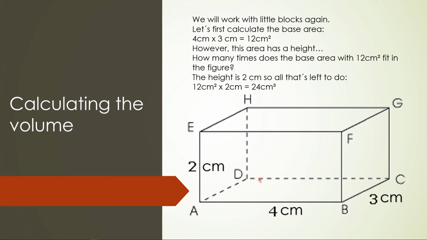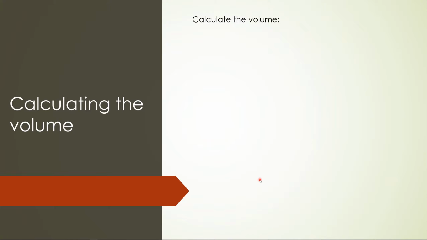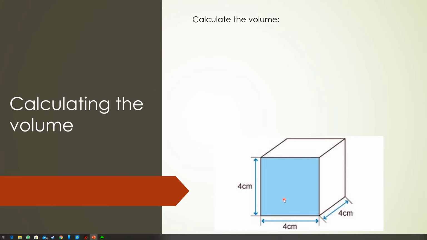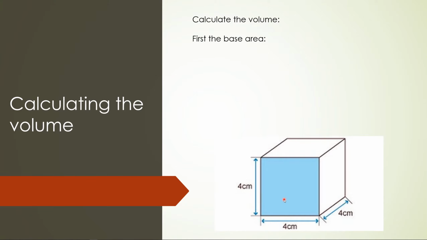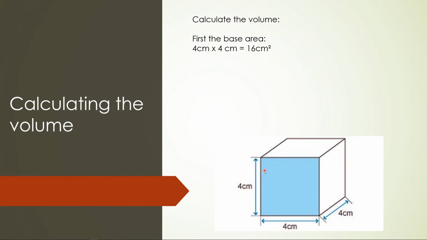I hope everyone understands this. Let's take an example. Well, this is how the figure looks. Calculate the volume. Well, let's start with the base area. We know how to do that, right? 4 times 4 equals 16 squared centimeters. Now all that's left to do is multiply that by the amount of height we have. Well, again, times 4, leaving us with 64 cubic centimeters. There's not much more to it.